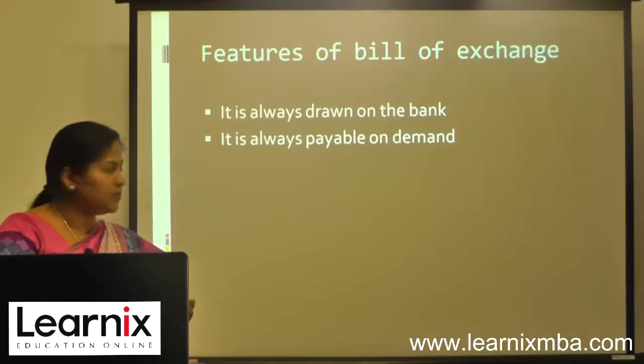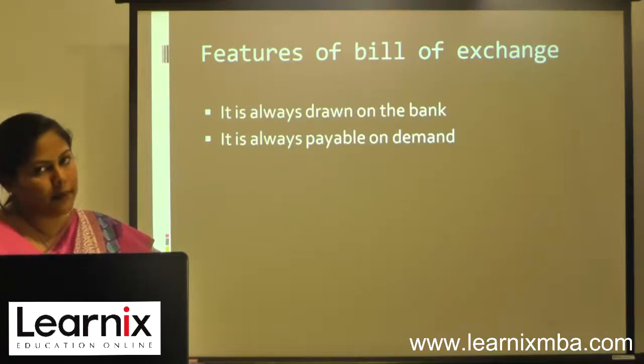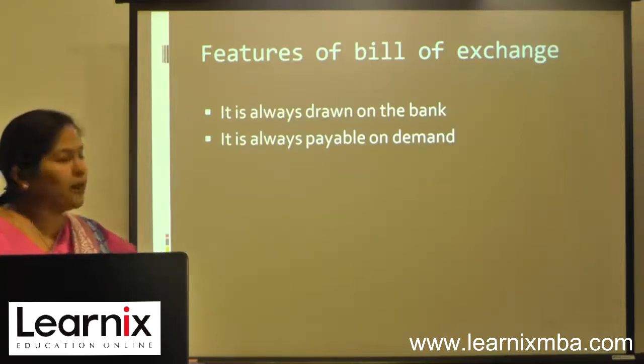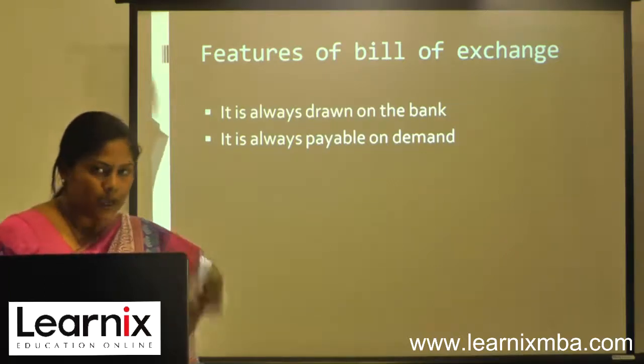The features of a bill of exchange which you can see on a check are that it is always drawn on a bank. It is always payable on demand, whereas a bill of exchange is something which you have to pay by order.